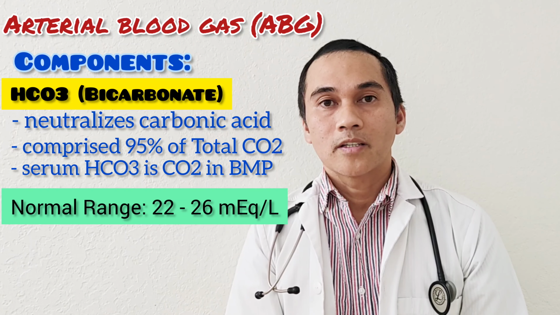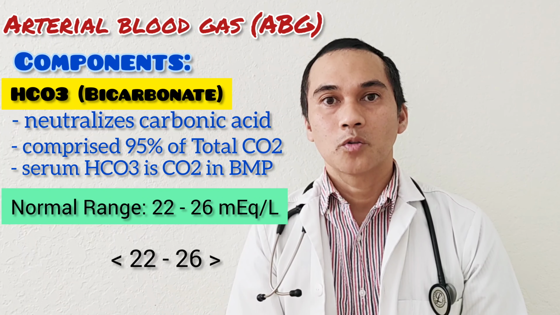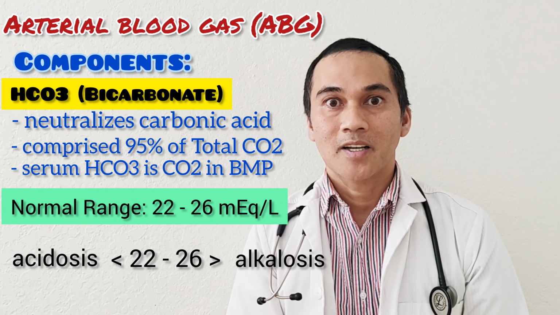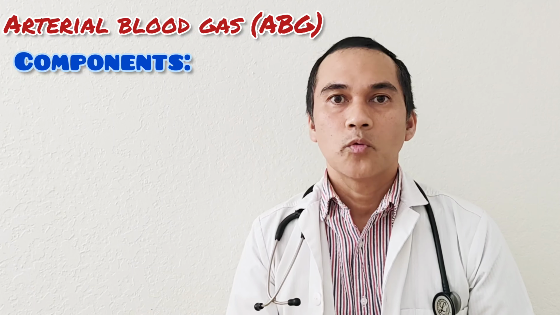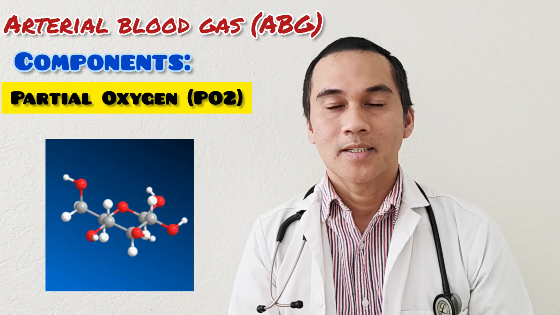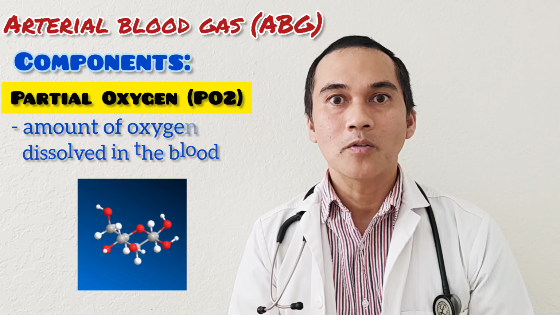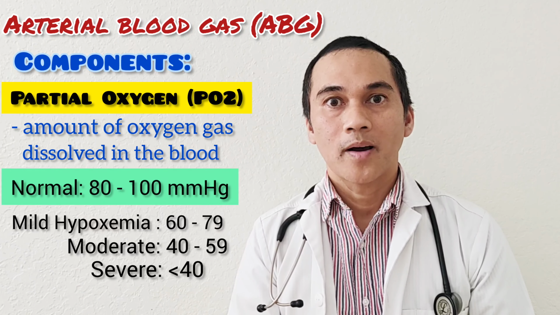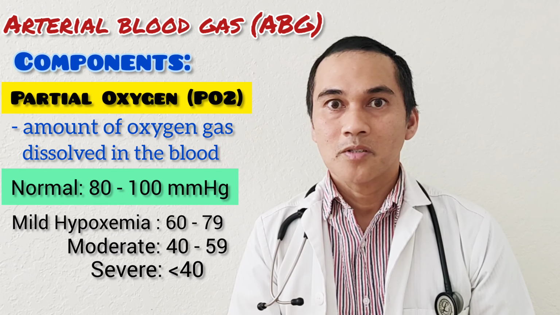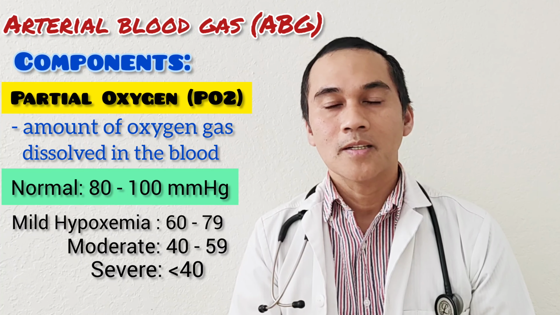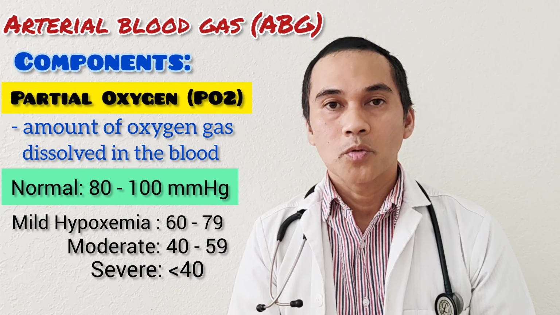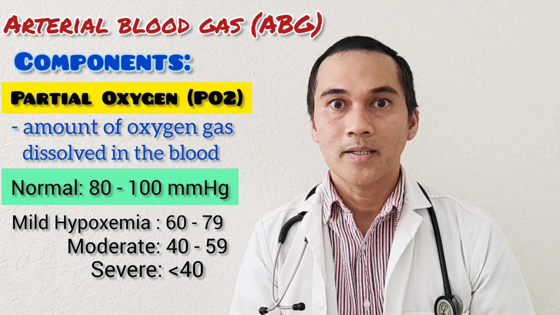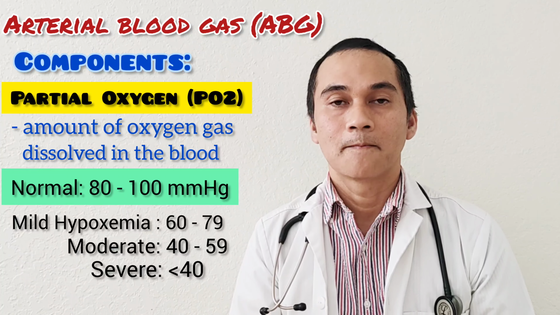Normal range is 22 to 26. Below 22, that is acidic. Above 26, that is alkalotic. And then we have the partial oxygen, PO2. It is the amount of oxygen dissolved in the blood. Normal is 80 to 100. 60 to 79 is mild hypoxemia. 40 to 59 is moderate hypoxemia, and below 40 is severe hypoxemia.